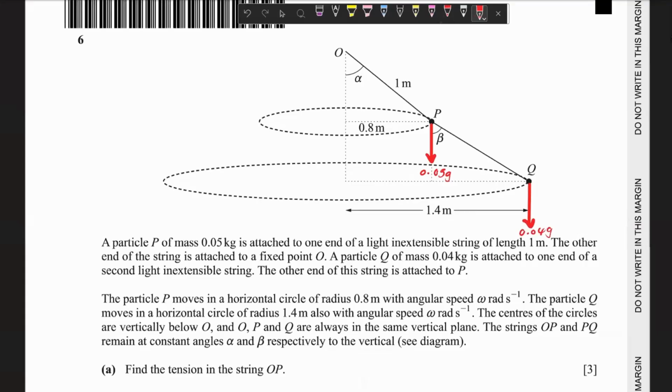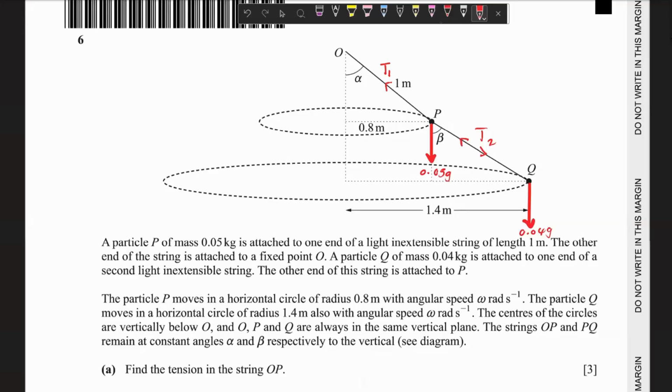We also know that we have tension in the string. Here, I want to call that T1. And there's also tension in string PQ. So that's T2 here. All right, so this is actually what we have.